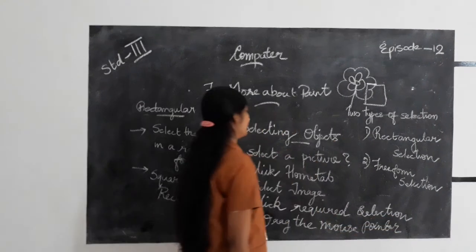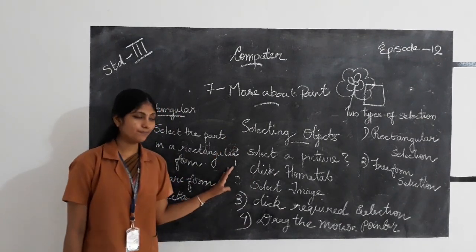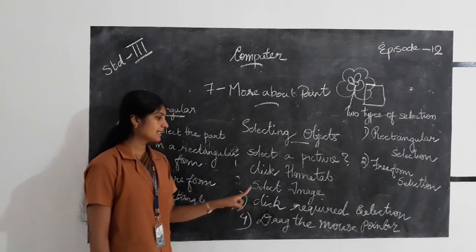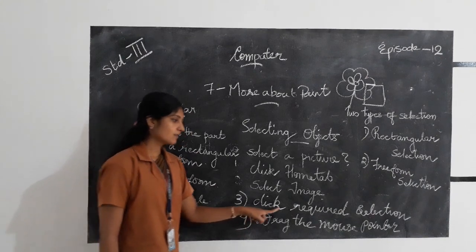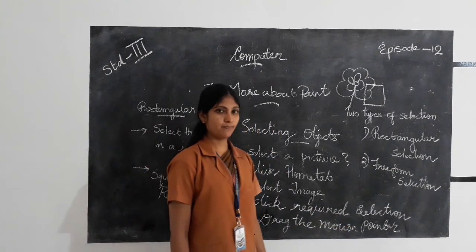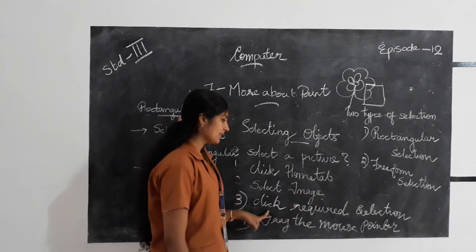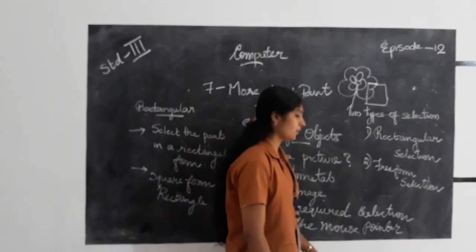Okay, once again, how to select objects. First, click Home tab. Second, select Image option. Third, click Required Selection. Fourth, drag the mouse pointer. Click Home tab, select Image, click Required Selection, and then drag the mouse pointer.